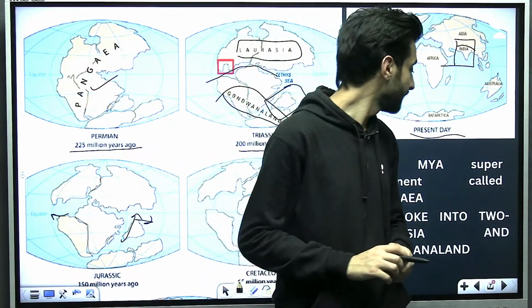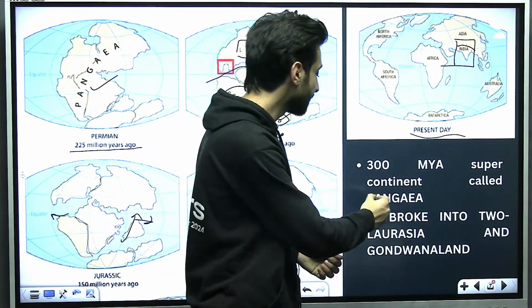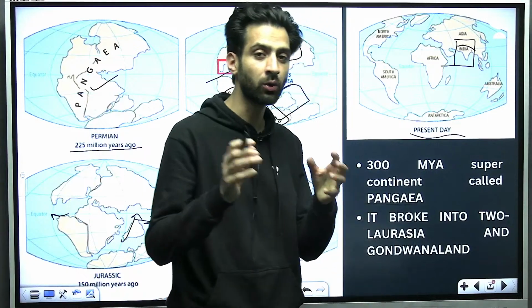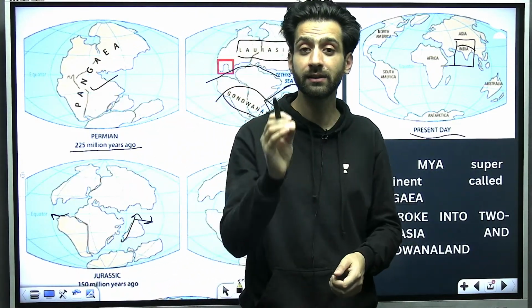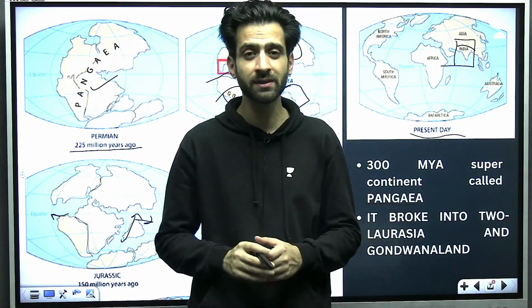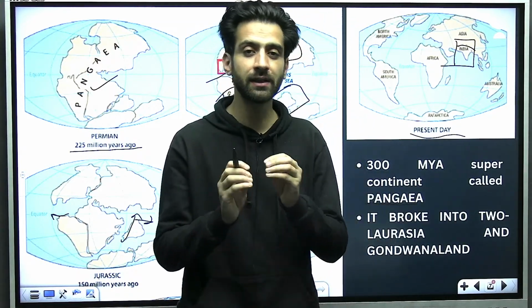Okay, so everything clear? This is the important thing that you need to know here. Pangaea, the whole landmass, then Laurasia, Gondwana, Panthalassa and Tethys Sea. These are some of the keywords that you need to remember up until now.